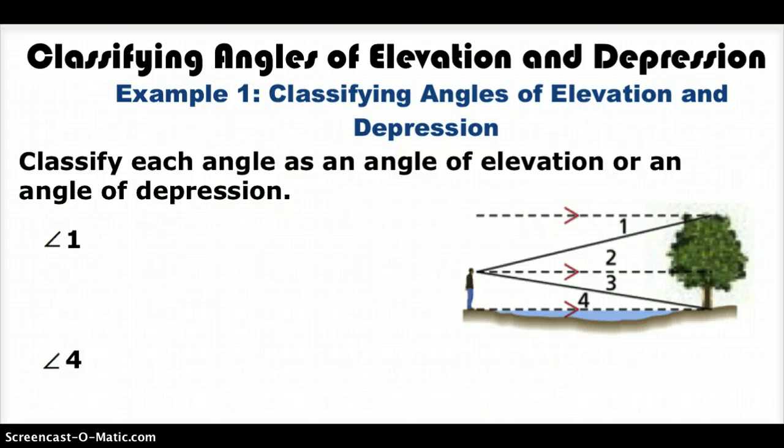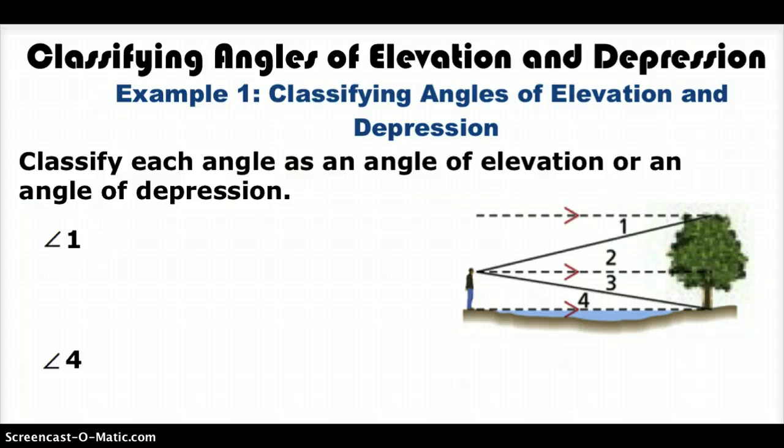Okay, in this first section, we're going to talk about classifying angles of elevation and depression. So this says, again, classify each angle as an angle of elevation or an angle of depression. We have this nice picture here of a man standing, and it looks like he has a couple of sight lines. One sight line goes to the top of the tree, the other goes to the bottom of the tree. And it wants us to classify angle 1.